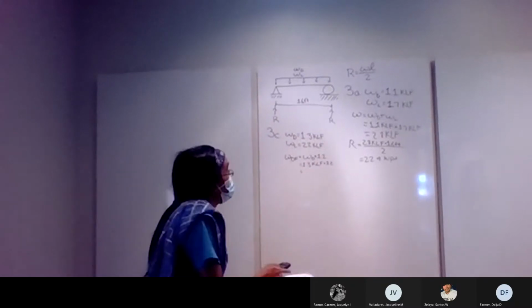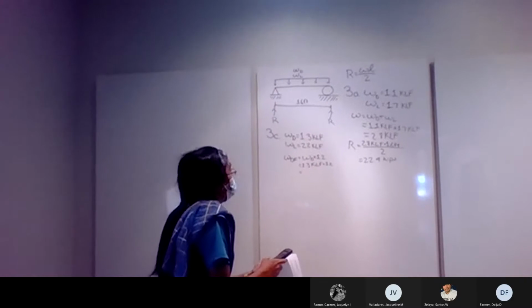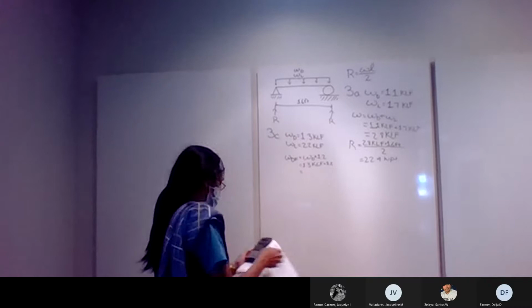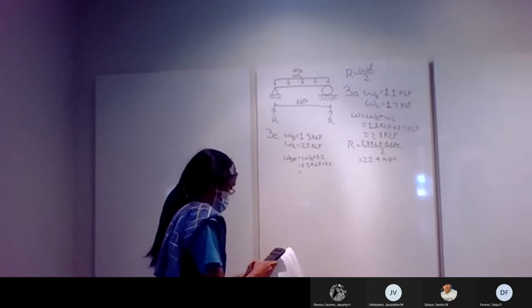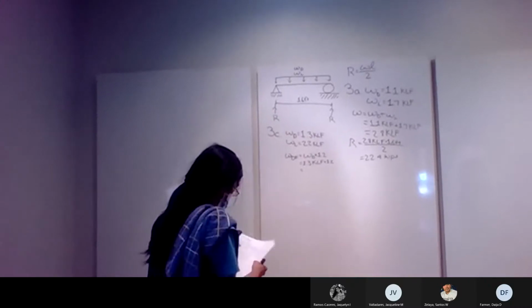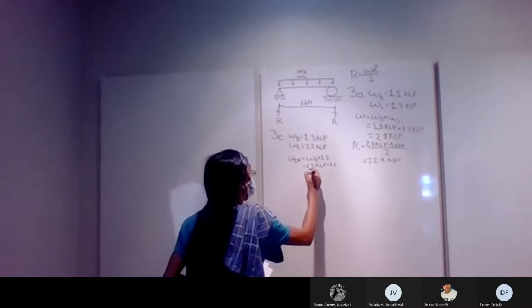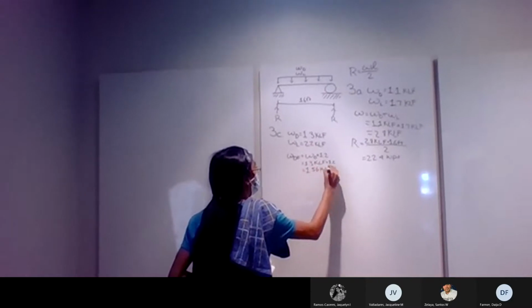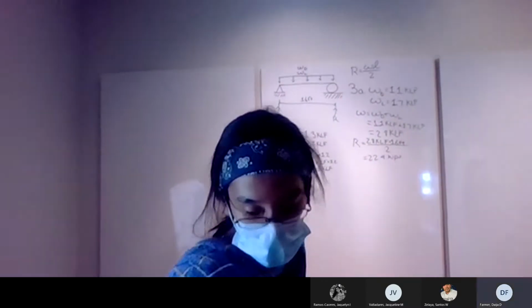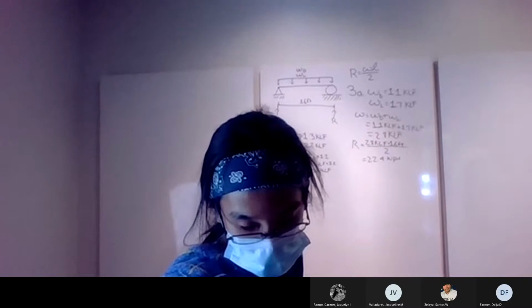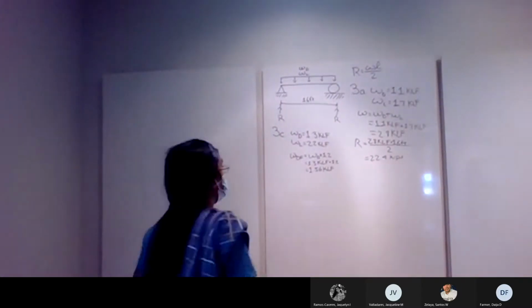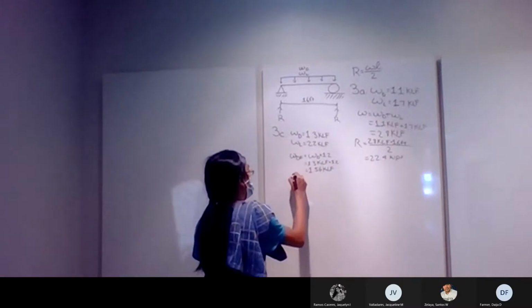Now we're going to get, that doesn't seem right. We're going to get 1.56. 1.56 KLF. Okay. And then now we factor in for the live load as well.